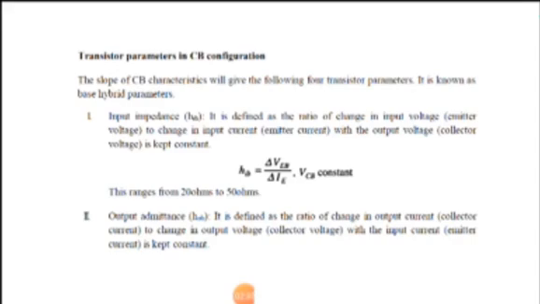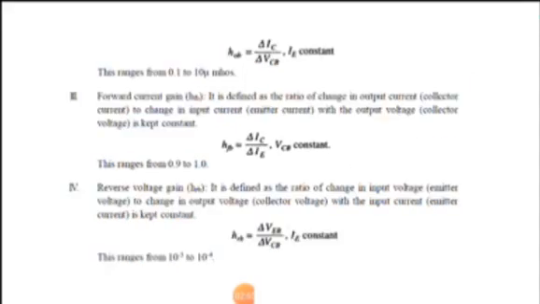And to find out the output admittance, which is nothing but HOB, it is defined as the ratio of change in output current to the change in the output voltage with the input current kept constant. So here the equation is HOB equal to del IC divided by del VCB. IE is set as constant. In the case of forward current gain, which is determined as HFB, it is equal to the ratio of the change in the collector current to the change in the input current, that is nothing but del IC by del IE. Here the value which we are keeping constant is VCB.